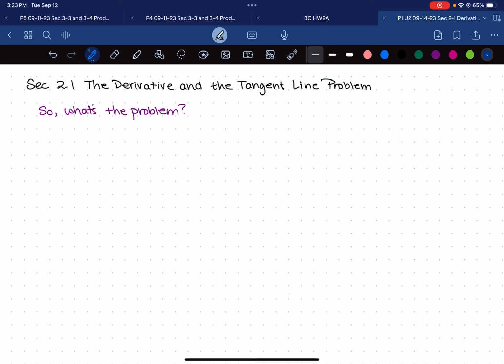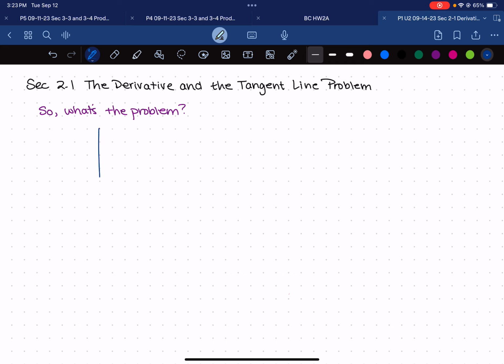Let's talk about the derivative and the tangent line problem. So what's the problem? We actually looked at this problem very briefly at the beginning of Unit 1. We didn't do too much with it. Now we're going to do something with it. So let's remind ourselves what the tangent line problem is.